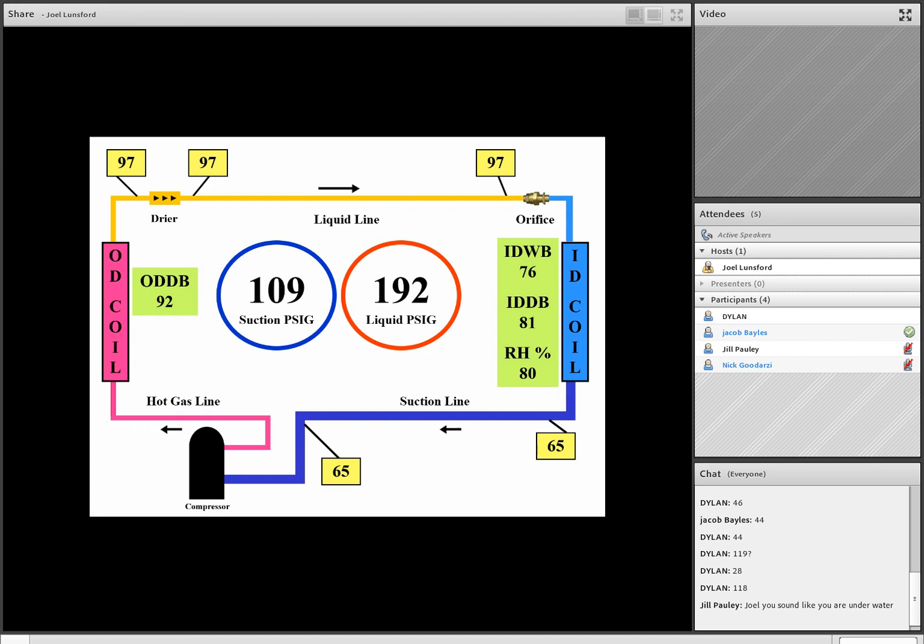Anybody off the superheat chart? 24. That sounds about right. Good, excellent. So write that down and remember it. So about 24 degrees of superheat is what it should be.